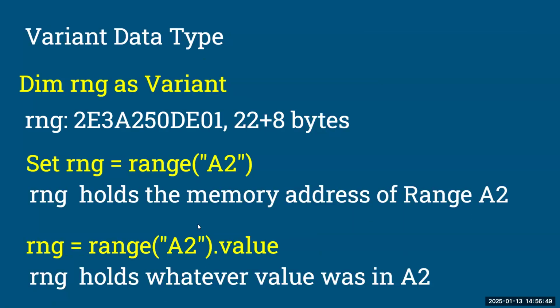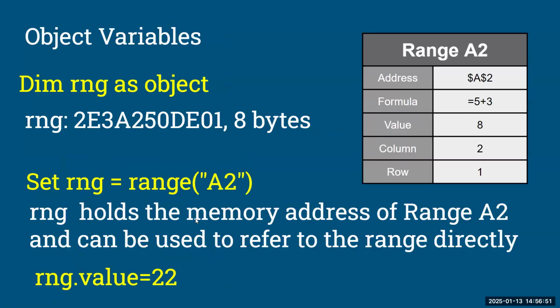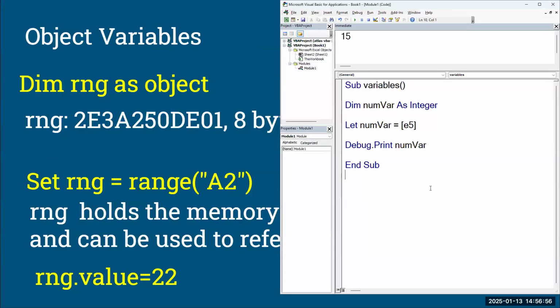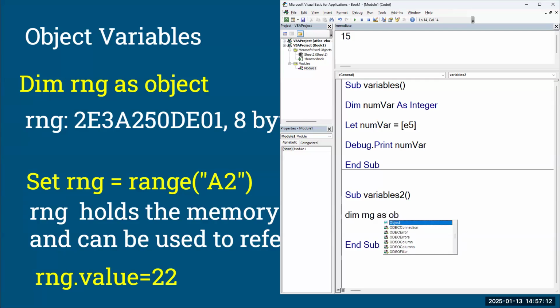Okay, so let's do some coding around this. Let me go back to Excel and let's do some examples here so we can get our arms around this. I'm going to do another sub. I'll call this Variables2, why don't we? And let me Dim a range As Object. Let's see, when do we get out of here? 3:30? Yeah, okay, so we've got about 30 minutes.